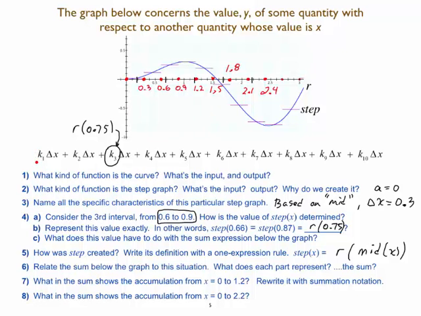The answer to 7 would be the sum of the first 4 intervals. Is that right? First 4? 1, 2, 3, 4. The sum of those first 4 terms would be the total accumulation up to 1.2. All right, what about the accumulation up to 2.2?